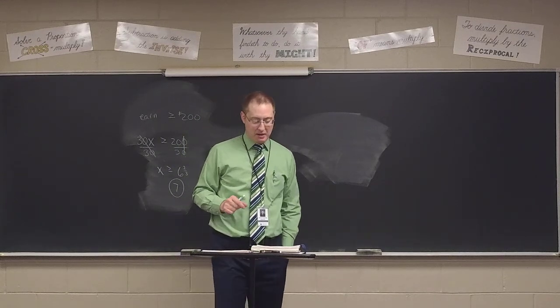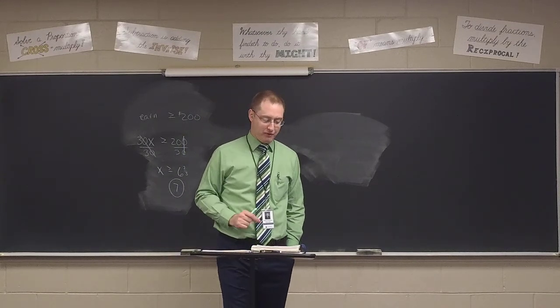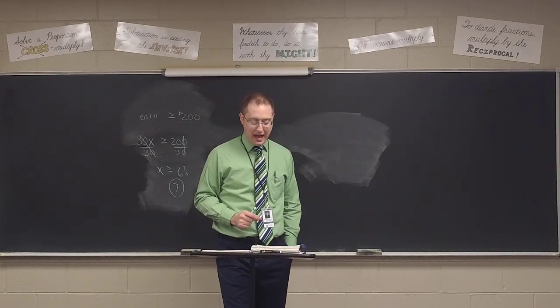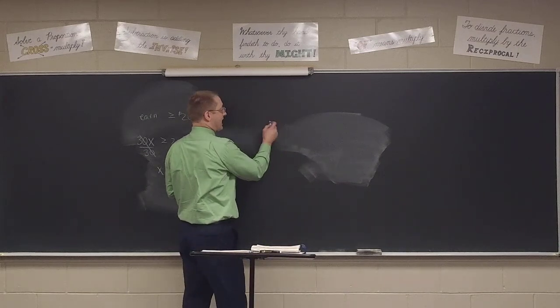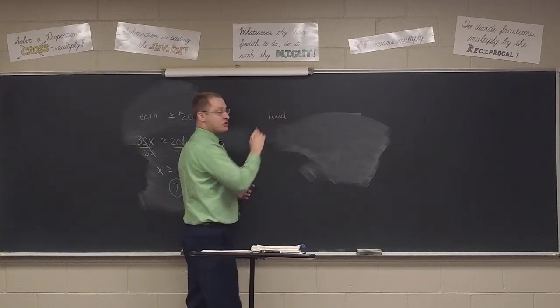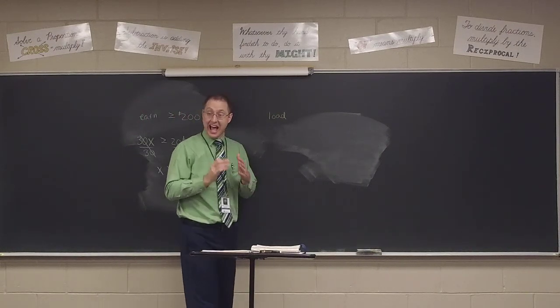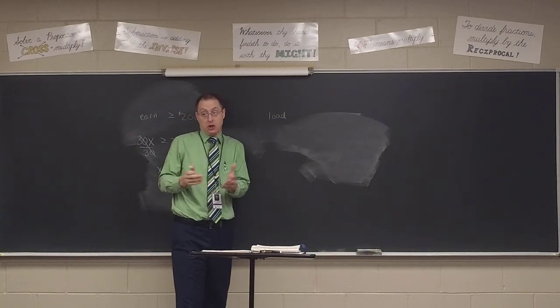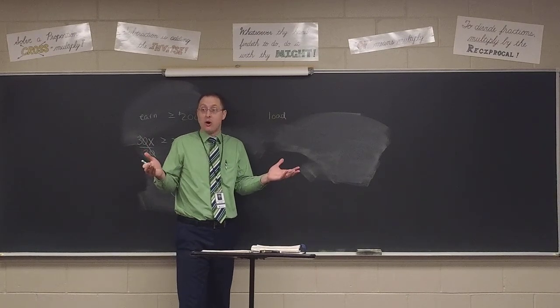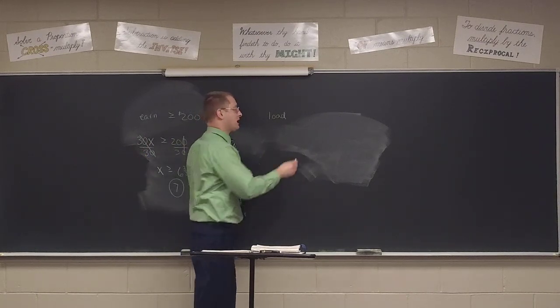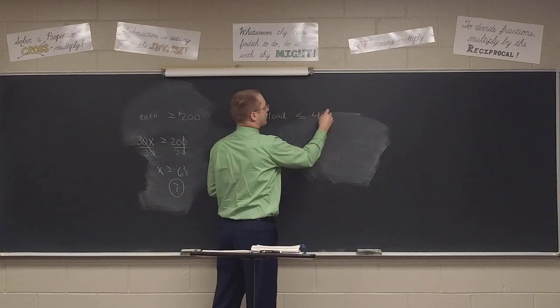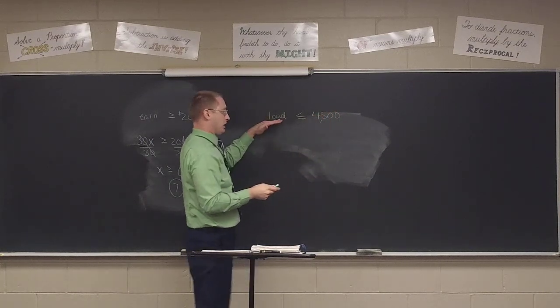If the maximum load is 4,500 pounds, then that means that whatever is on the elevator, the load has to be, Brecken, does it have to be 4,500? I mean, it could be less than that, but it could equal that as well. So we would say, right, the load has to be less than or equal to 4,500 pounds.